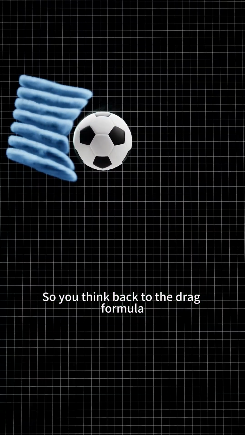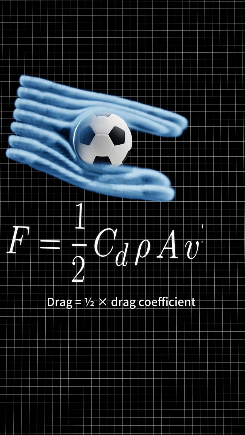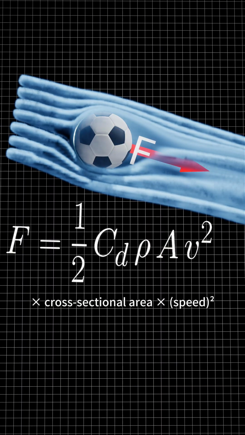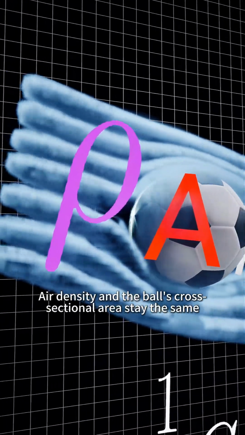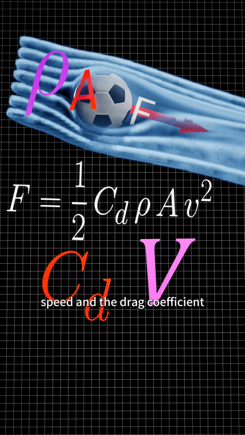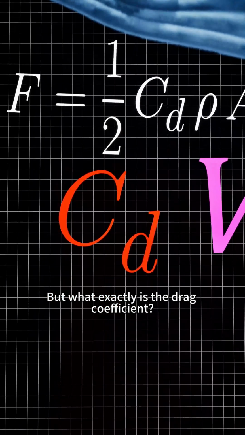So you think back to the drag formula. Drag equals one half times the drag coefficient times air density times cross-sectional area times speed squared. Air density and the ball's cross-sectional area stay the same, so only two variables matter, speed and the drag coefficient. But what exactly is the drag coefficient?